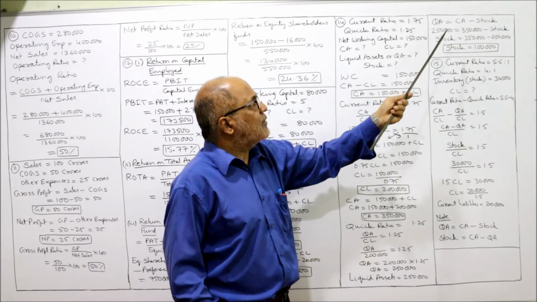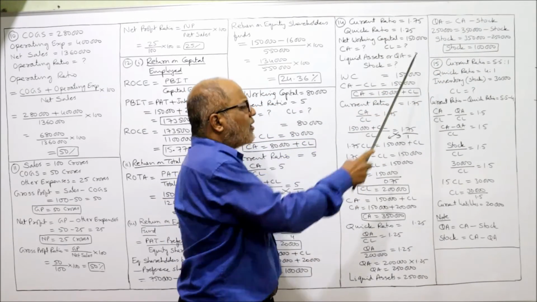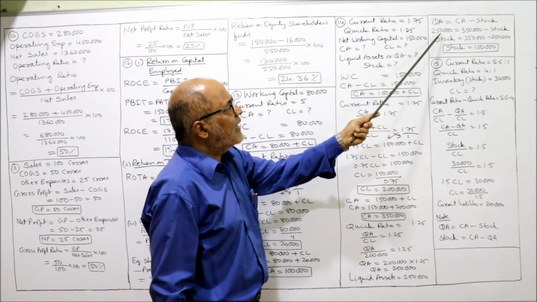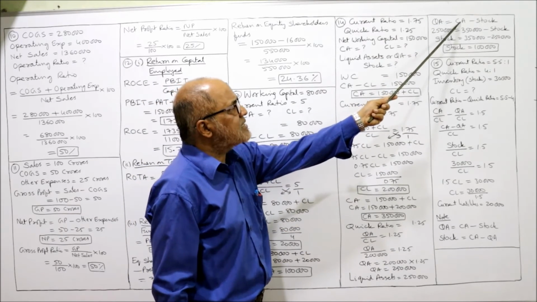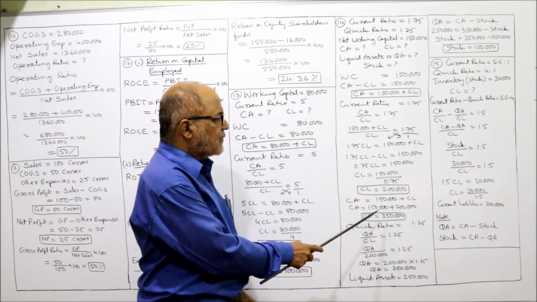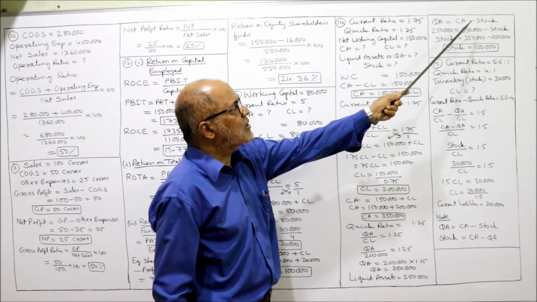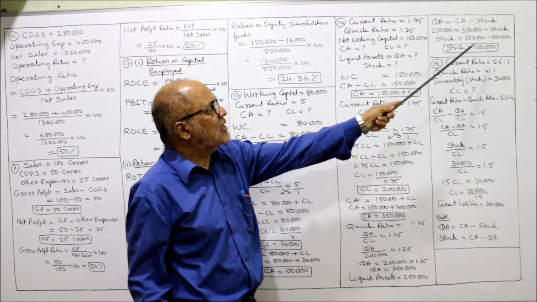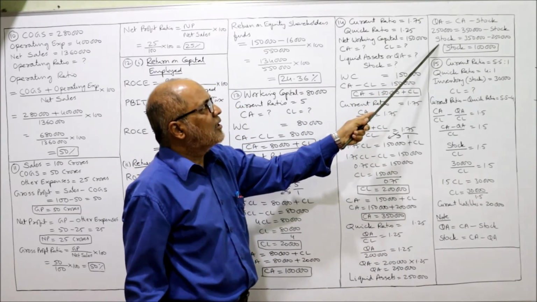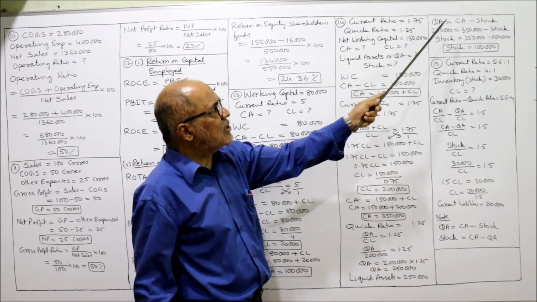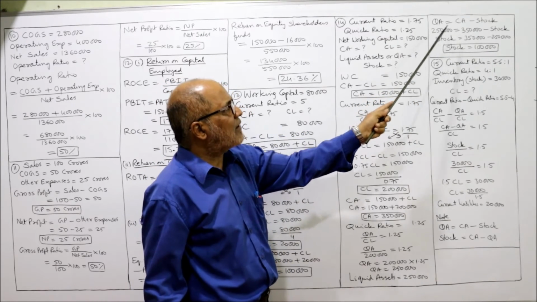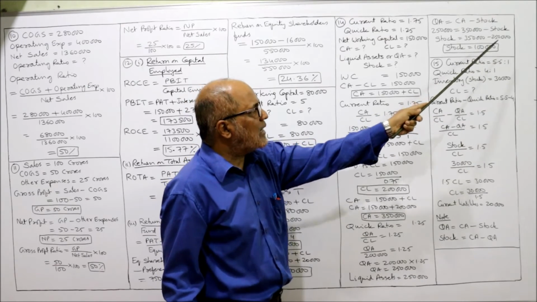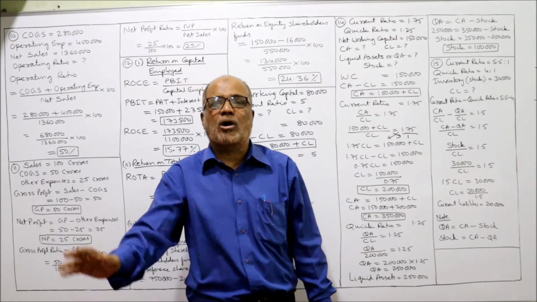Bring the stock to QA. QA already we have now. How much is the QA? 2,50,000. So in place of QA I am writing 2,50,000. How much is CA? 3,50,000. In place of CA, 3,50,000 minus stock. Now bring the stock to LHS, so this minus stock will become plus stock. Take this 2,50,000 to RHS, so this plus 2,50,000 will become minus 2,50,000. So 3,50,000 minus 2,50,000, 1 lakh rupees is the stock.